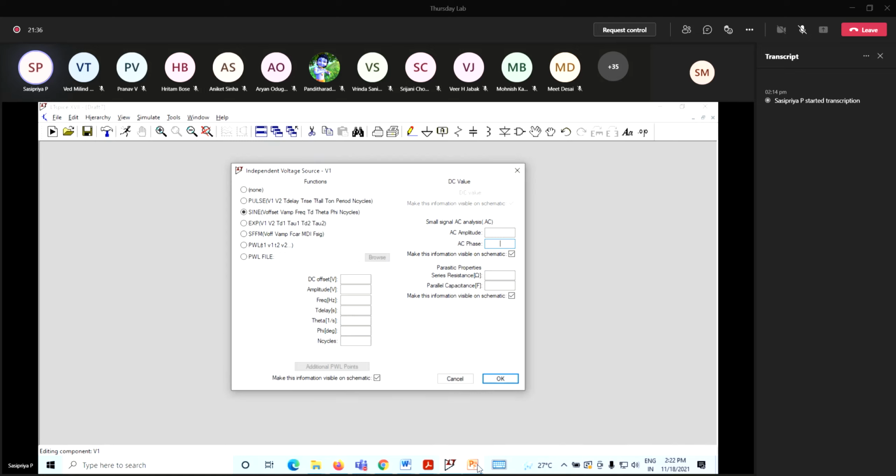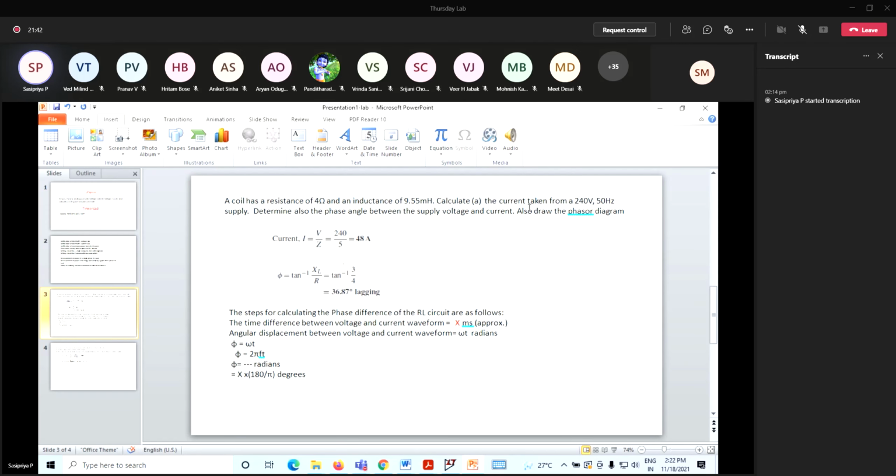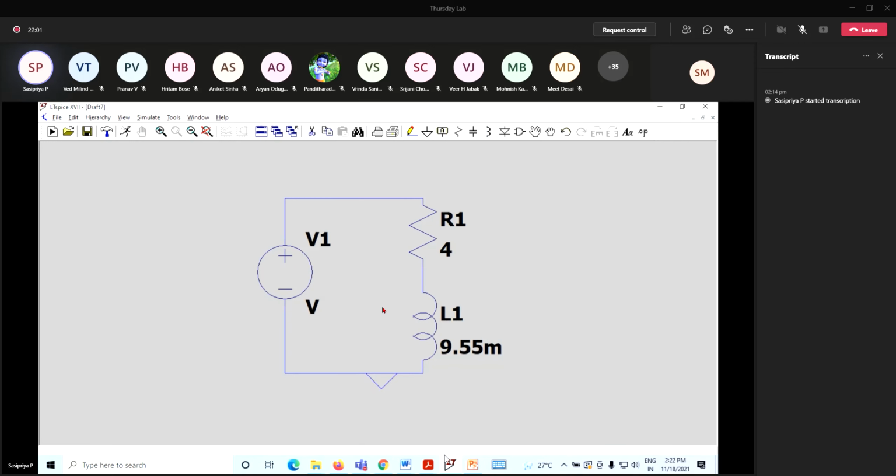As per the given question, they have asked to calculate the current from a source of 240 volt, 50 hertz. They haven't specified the phasor value, so let us assume the phasor value is 0. That is, the voltage waveform starts from 0. It is similar to a reference waveform. So here, 240 volt, 50 hertz.